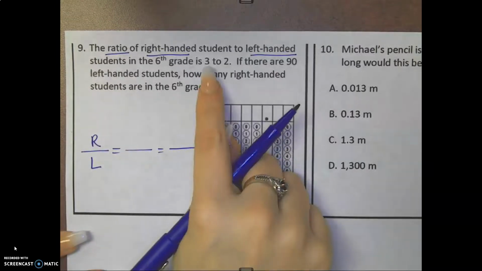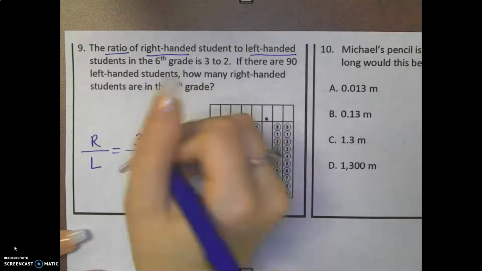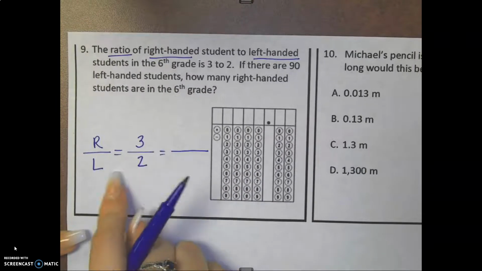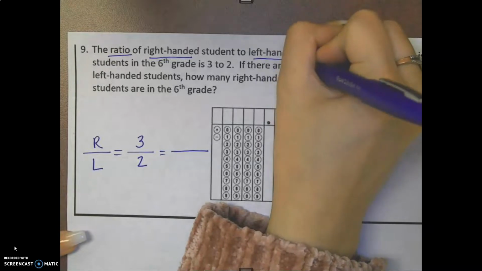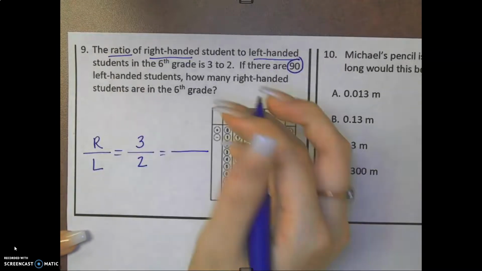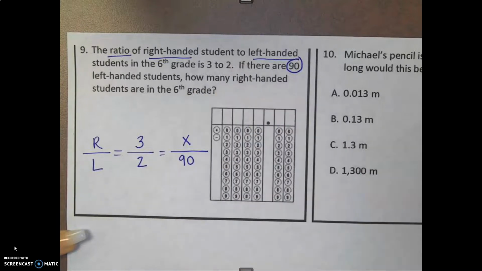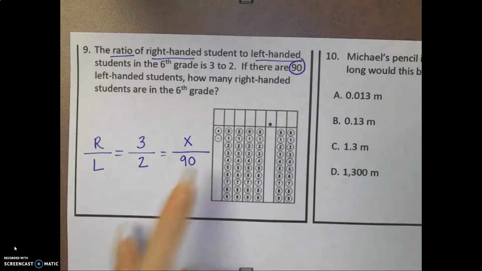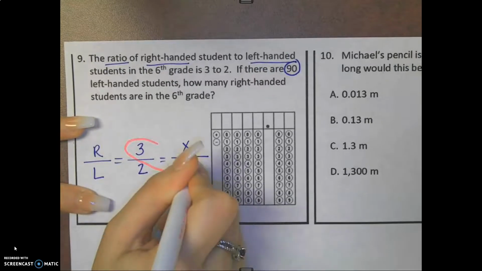And since it's 3 to 2, I'm going to change that to a fraction. 3 will go first, and 2 goes on the bottom. 3 represents my right-handed, 2 represents my left-handed. And then my other number is 90, and it represents left-handed, so it's going to go on the bottom. And we're looking for X up here. So I'm going to do bat and ball. I'm going to pretend I have no clue how I can go from 2 to 90. So my bat would be 3 times 90.